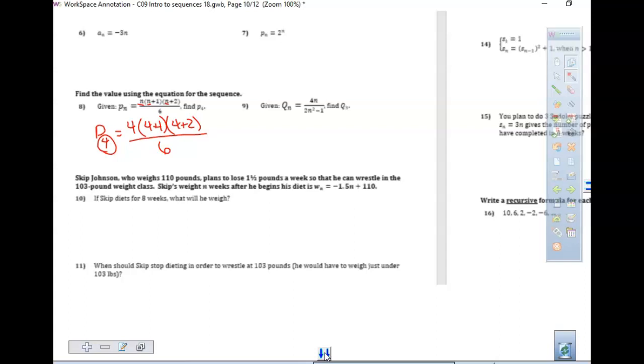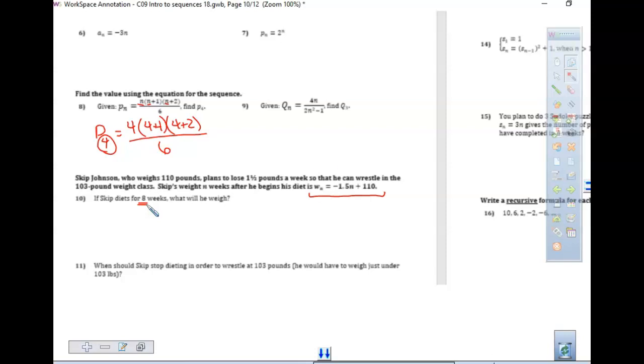So, in this one, they kind of give you a formula, and they're asking after 8 weeks, right? So that just means the n is going to be replaced with how many weeks we're looking at? 8, right? And it says, well, when should he stop dieting to wrestle at 103? Meaning we don't want him a lot under 103. Like we don't want him down to 98 pounds if he's wrestling 103. We want him to be as close as he can.